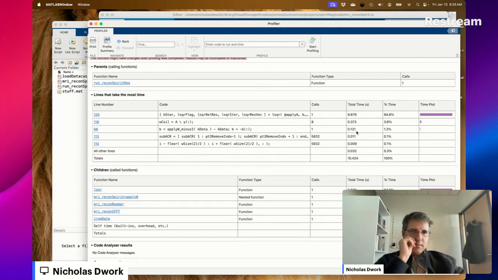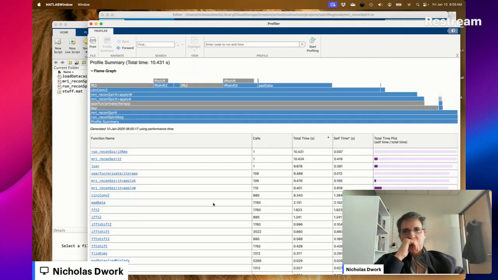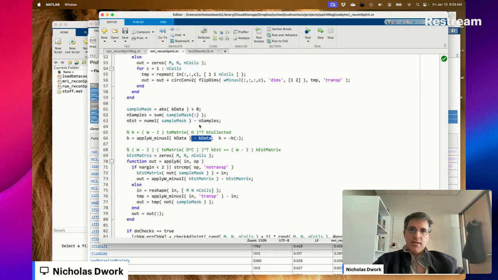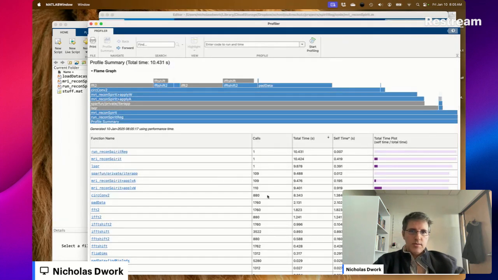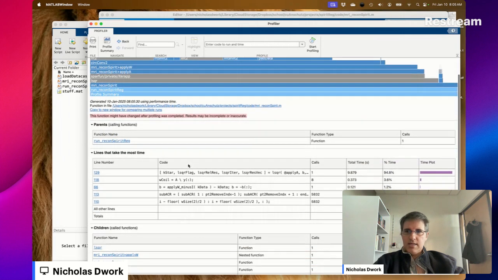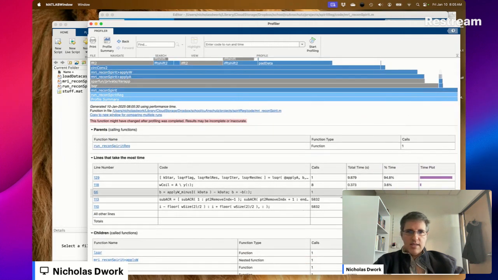Takes a tiny amount of time. This is what I'm talking about changing right now. Well, I'm not sure that's worth it. Where is it? It's 66. It does, I mean, it's more than 0 time, but not much more.